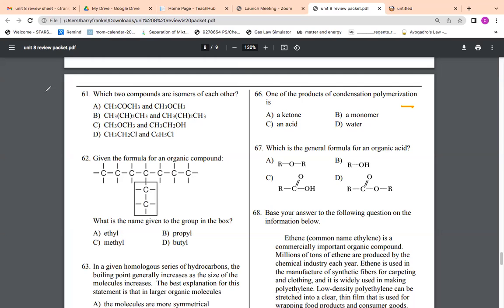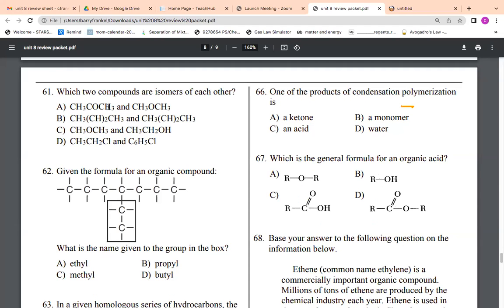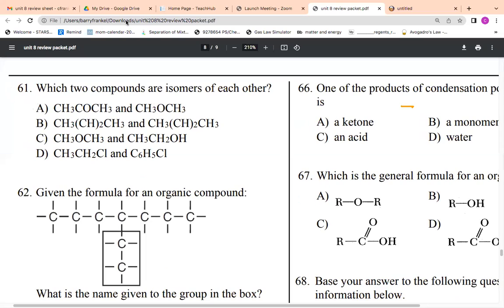61. Which 2 compounds are isomers of each other? So when you have isomers, let me zoom in actually. Isomers should have the same molecular formula, different structures. So choice A, I see this compound has 1, 2, 3 carbons, and this one has 1, 2 carbons. Already no good. They're not made up of the same stuff.